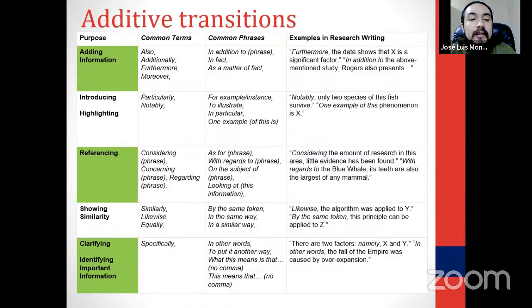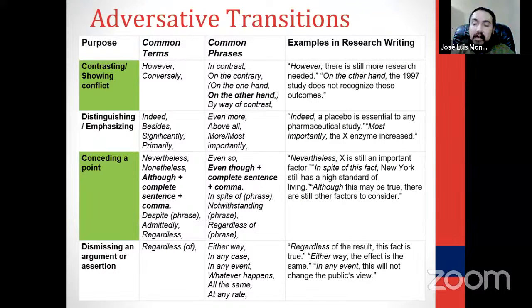All right? Then clarifying, identifying important information: especially, in other words, to put it another way, what this means is that, this means that, okay? So in those cases, you see that in the two cases with these periods, we don't have a comma, and it says, right, no comma. So you don't have to use a comma over there. For the rest of them, as you can see, you always have commas. But in those two cases, you are not going to use a comma. Okay. Those are additive transitions.